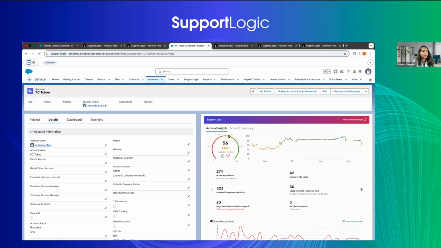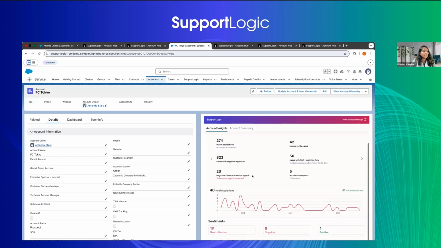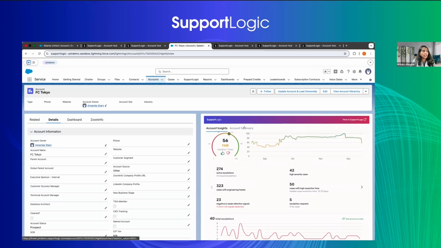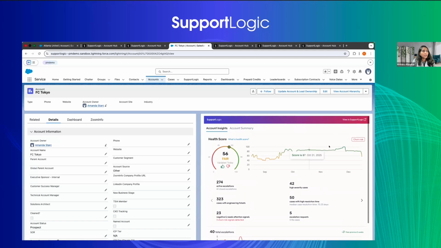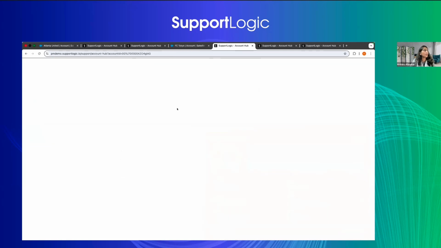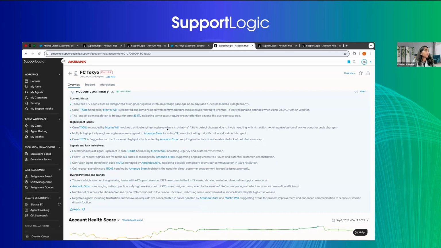So I can see all of the factors, and if needed, I can also get a very high level summary from here. But in this particular case, I see that there is enough information here that warrants me to go take a double click and deep dive into what exactly is going on with the case. So I'm going to go into SupportLogic here.